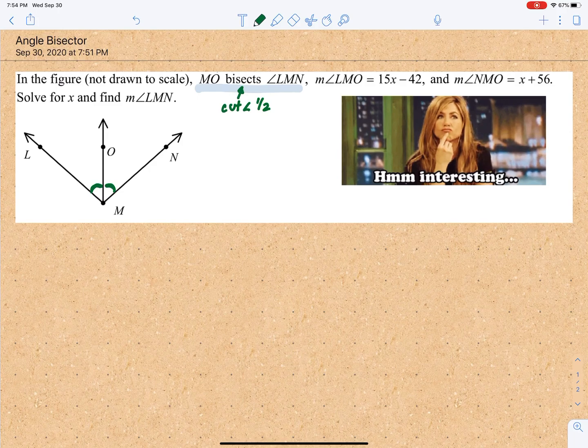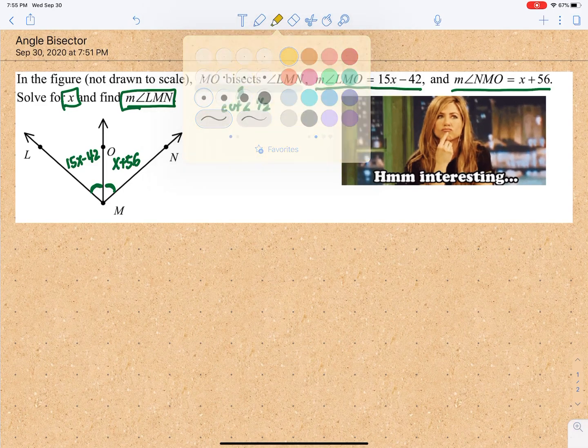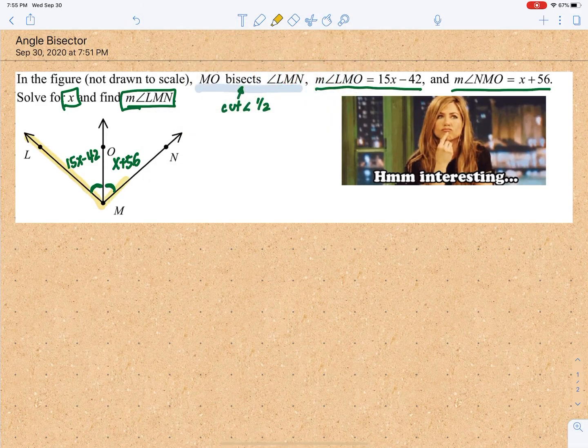So we have angle LMO is congruent to angle NMO. Now let's plug in more information. Here it says the measure of angle LMO is 15x minus 42. And then it says the measure of angle NMO is x plus 56. Here we want to solve for x and we want to find the measure of angle LMN. So basically we want the whole thing.